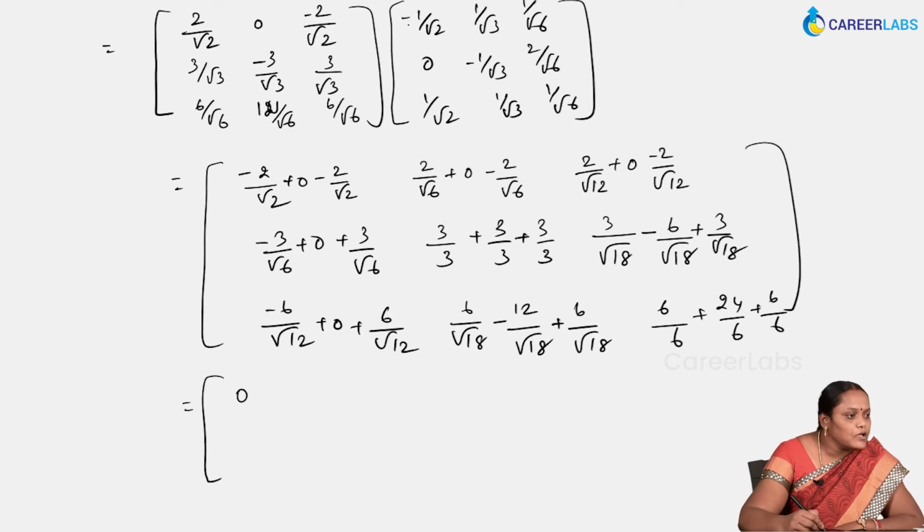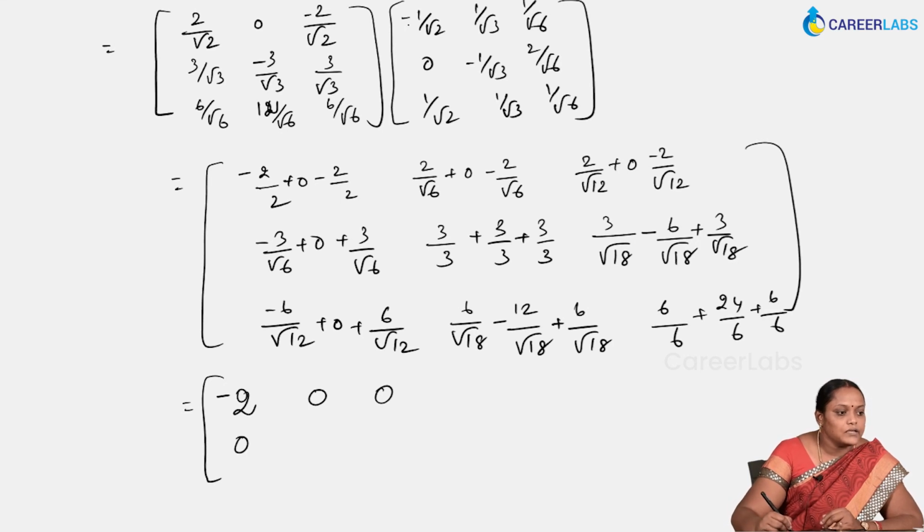When you multiply, what will happen? 2 by root 2 into minus 1 by root 2 will give you minus 2 by 2. So here the square root will not come. Here also the square root will not come. So this will be minus 1 by 2, and minus 2 by 2 will give you minus 1, and here also it is minus 1. So this will give you minus 2. So the first element is minus 2. This is 0 and this is 0. Here also it is 0, and here it is 3.